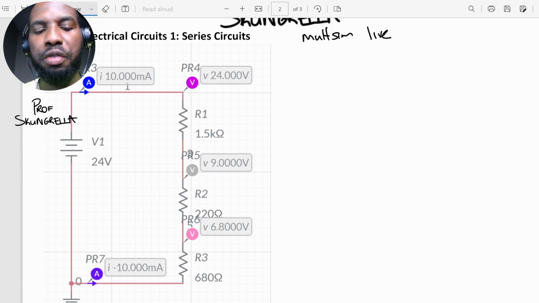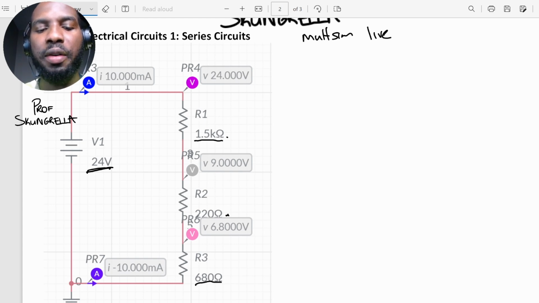So again, here we have 3 resistors. Our total voltage source is 24 volts. And of course, we have a voltage drop going down here. So here I decided the first resistance is 1.5K. The second one is 220 ohms. And the third one is 680. Now, based on what we just said with the voltage divider equation, we said the larger the resistance, the larger the voltage drop. So we expect the most voltage drop to be across here, the 1.5K, and we expect the smallest voltage drop to be across here.